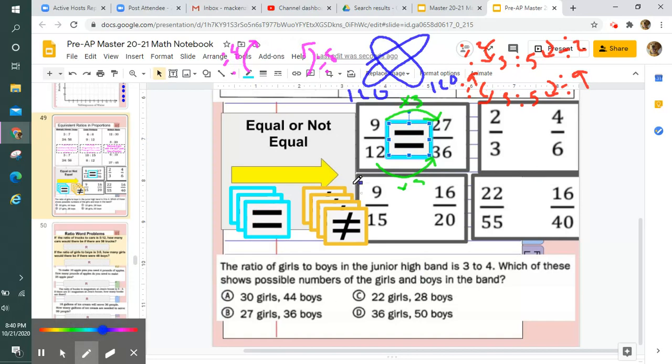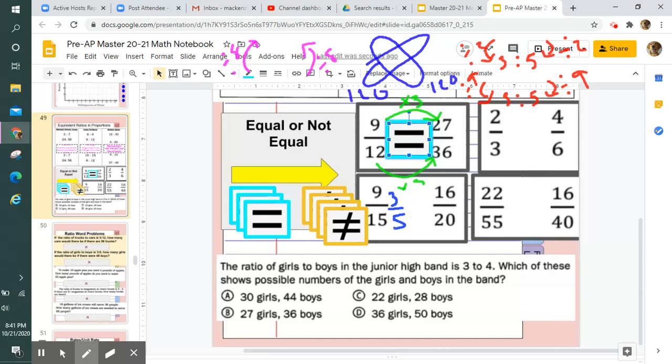Okay, I have 9 and 15 and 16 and 20. I don't think I can do anything with these. I don't see any multiplying or dividing across. Let's see if I can simplify these. So 9 and 15 can both be divided by 3. So 9 divided by 3 would be 3, and 15 divided by 3 would be 5. So I simplified that to 3/5.